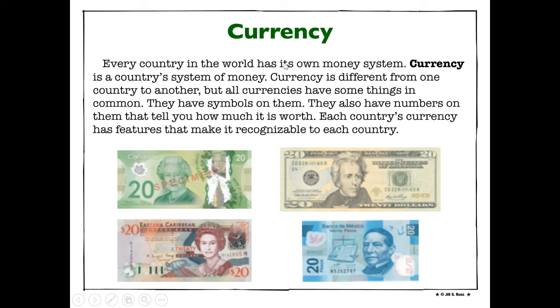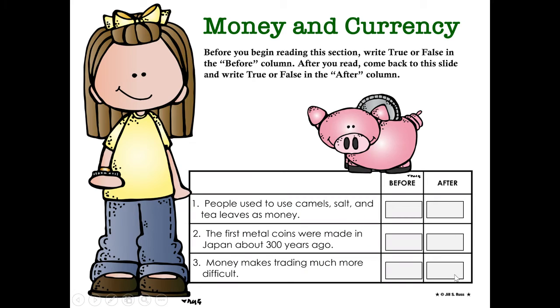And then we talked about how currency is your system of money. Each country has their own currency and they're all recognizable. They have symbols on them and numbers on them so that we know that. So let's go ahead and answer our 3 true or false after questions. And remember, your answers might be different than they were when you did your before columns because now you've learned.